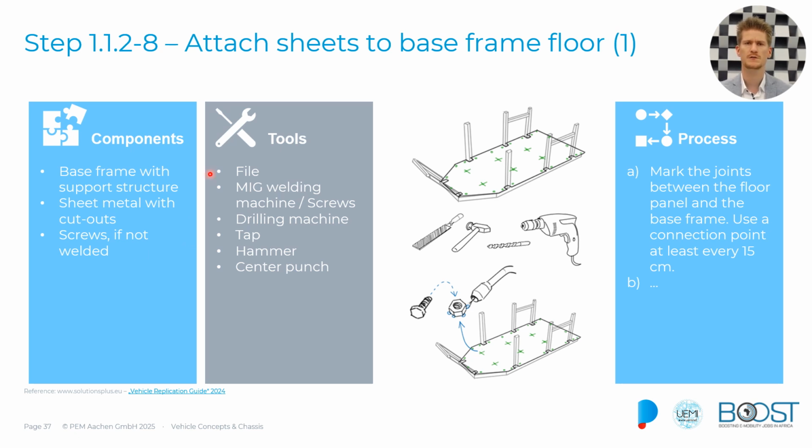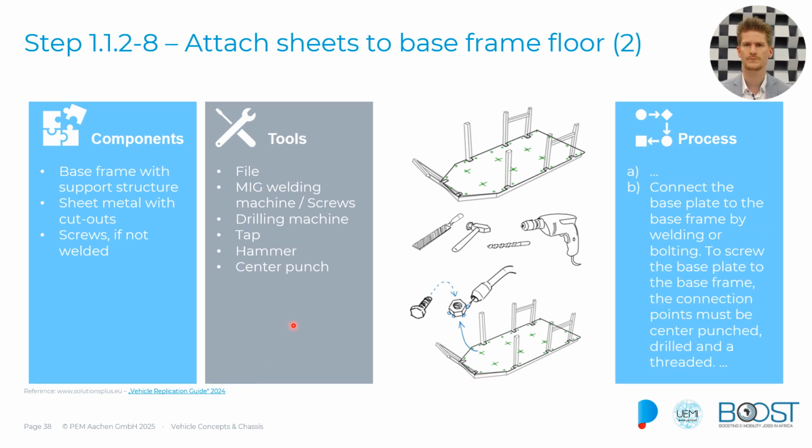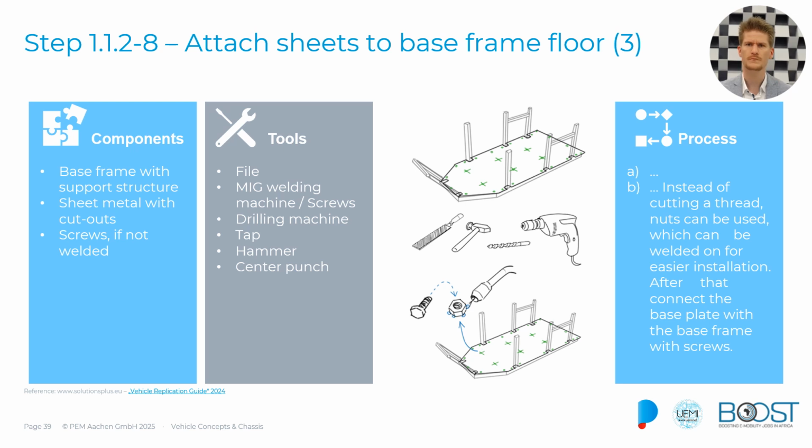But in the case of bolting, you would need a file, again a MIG welding machine, drill, tap, hammer, and center punch. And you're going to mark the areas where you want to actually bolt it to the floor. Once you have done so, we're going to connect the base plate by, in this case, welding the nuts to the base frame, and then we can screw it on there or bolt it on there very easily. So this will be then the last step that we need to take, the bolting of the floor.